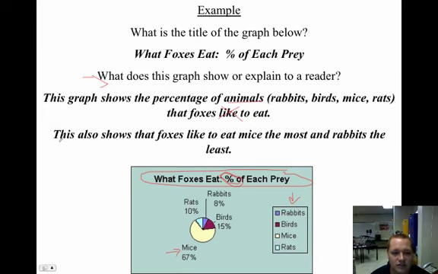The other thing that this actually shows is that foxes like to eat mice the most. And again, there's that word like. So maybe we should just say that foxes eat mice the most and rabbits the least. And it could have to do with a couple of different things. Maybe mice are slower than rabbits and not as agile, so a fox can catch up to them much quicker. But again, lots of things to think about. All right, so there's what a title is, and that's the information that it can share with you.